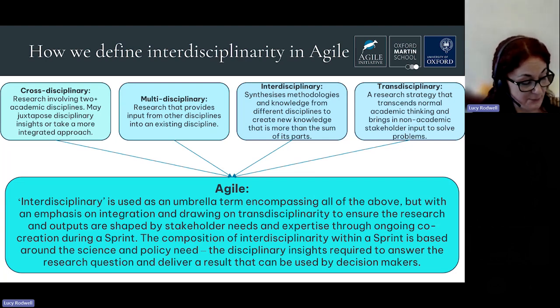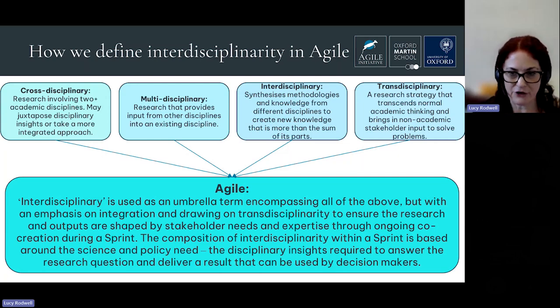And sprint interdisciplinarity, importantly, also brings in elements of transdisciplinary research, as the ongoing co-creation enables you to draw on stakeholder knowledge, expertise and requirements for easy-to-use, decision-maker-focused, non-traditional outputs to meet the policy need, underpinned by robust academic research.